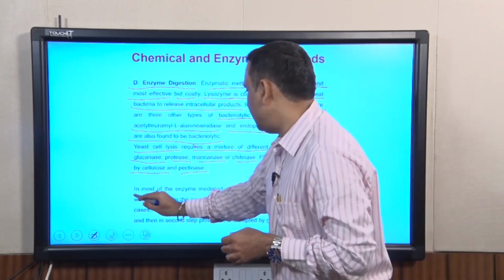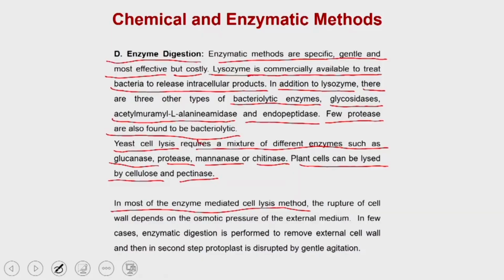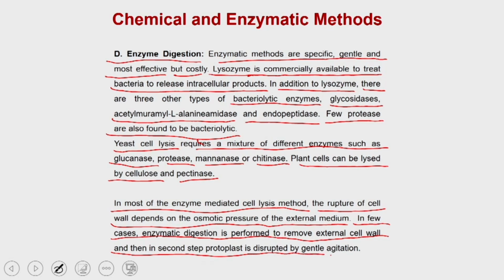In most of the enzyme-mediated cell lysis methods, the rupture of the cell wall depends on the osmotic pressure of the external media. As I said, once you remove the cellular barriers, then you just need to give the osmotic shock, and that will depend on what you have in the outer media. In a few cases, the enzymatic digestion is performed to remove the external cell wall, and then in a second step the protoplast which is generated when you remove the cell wall is disrupted by gentle agitation.